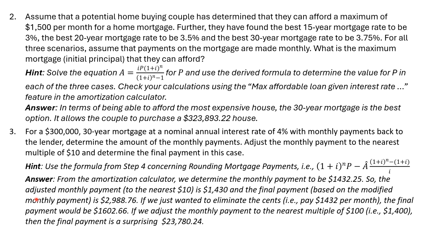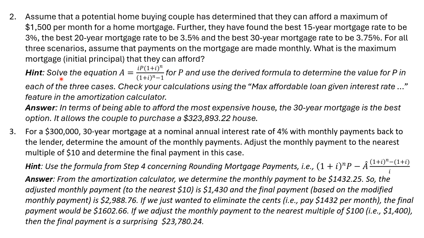We have a few more exercises on this slide. I'll give you hints and answers in most cases. Assume that a potential home buying couple has determined that they can afford a maximum of $1,500 per month for a home mortgage. Further, they have found the best 15-year mortgage rate to be 3%, the best 20-year mortgage rate to be 3.5%, and the best 30-year mortgage to be 3.75%. For all 3 scenarios, assume that payments on the mortgage are made monthly. What is the maximum mortgage initial principal that they can afford?